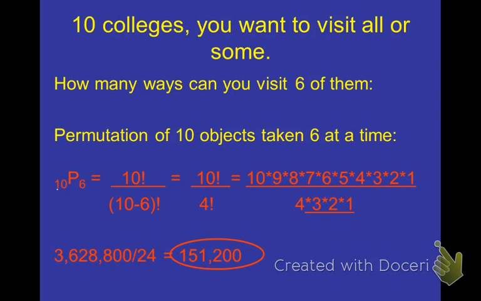10 choose 6 using that formula is 10 factorial over 10 minus 6 factorial, which is 10 factorial over 4 factorial. 10 factorial is 10, 9, 8, 7, 6, 5, 4, 3, 2, 1. 4 factorial is 4, 3, 2, 1. This time I'm going ahead and multiplying all those out. So those top numbers multiplied out are 3,628,800. 4 times 3 times 2 times 1 is 24. Just divided those, and I get 151,200. So just using our formula there. 10 colleges, I'm going to visit 6 of them. 10 choose 6.